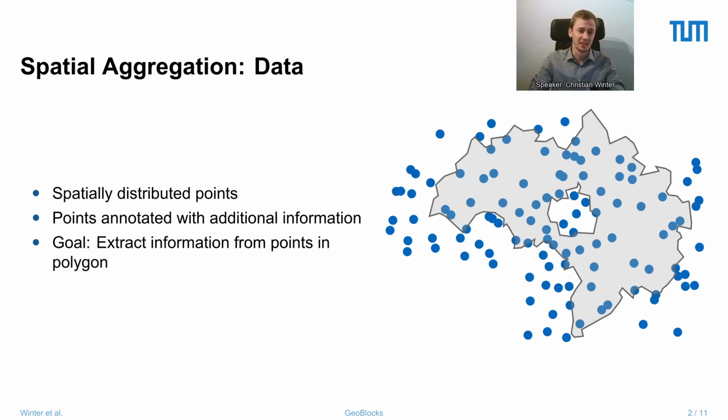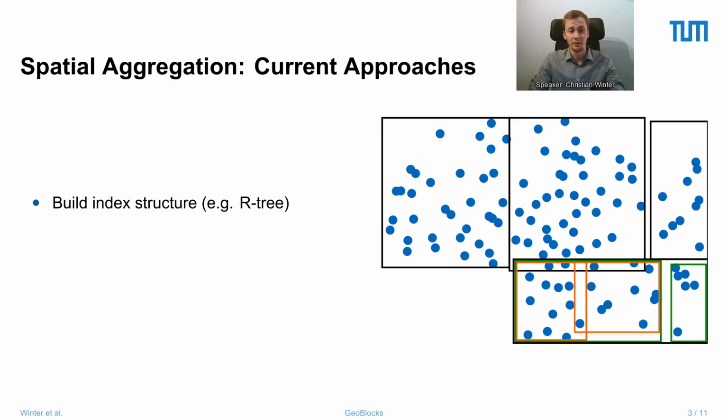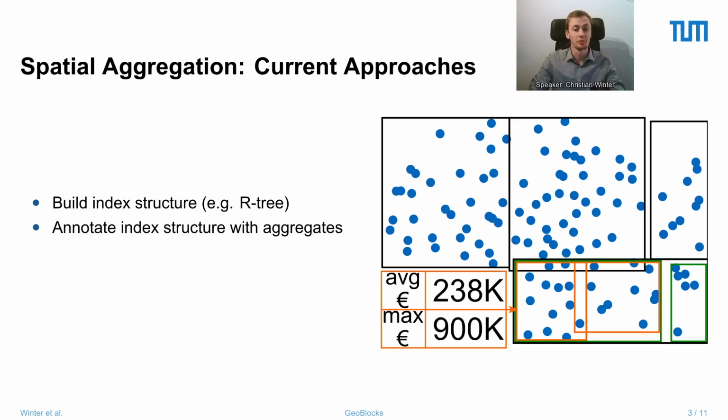Now, checking this manually by, for each point, testing if it's contained in the polygon and aggregating it and adding it to the result if so, is very tedious and slow. So there are obviously already solutions for this. Most work by first building a spatial index structure, like a quad tree or, displayed here, an R tree, on these points. Parts of this index, for example internal nodes of the R tree, are then pre-aggregated and the information of all points stored within is annotated at this node.